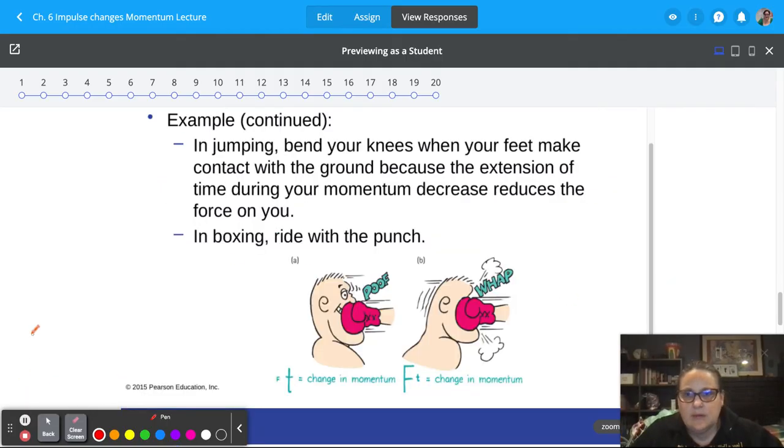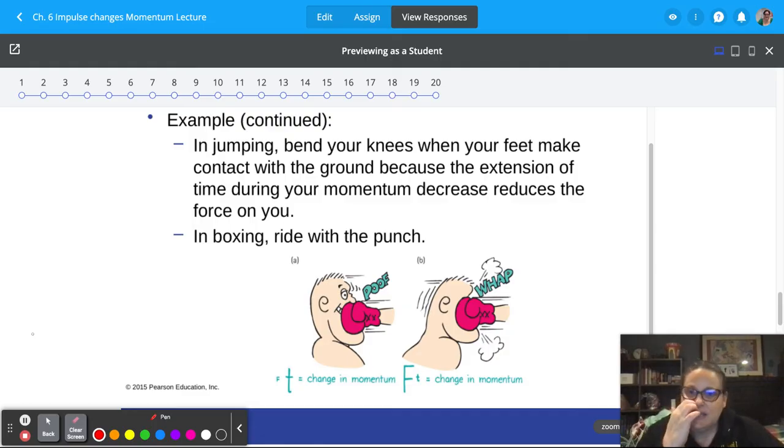All right, another example. In jumping, you bend your knees when your feet make contact with the ground, because the extension of time during your momentum decrease reduces the force on you. So if you jump from a high height and you lock your knees, you have a way higher chance of breaking your legs versus if you bend your knees and essentially slow down your stop. People have even been known to survive parachute failures by landing and rolling as opposed to just stopping. So if you land, bend, roll, your stopping happens over a longer period of time, which reduces the force of impact, versus if you just go stop.